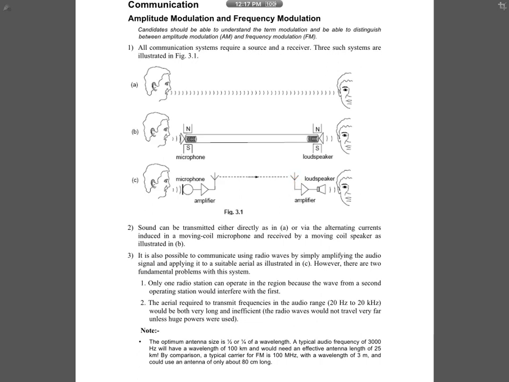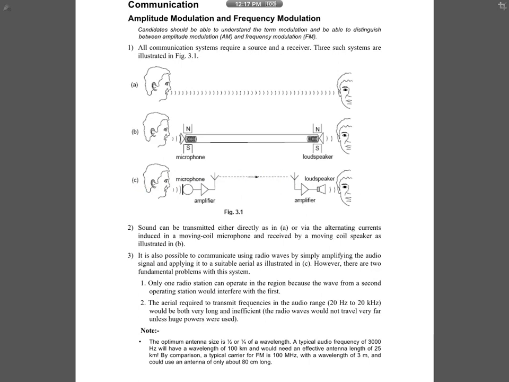So you need to amplify and then you will connect to your loudspeaker. The alternating voltage will cause the diaphragm of your loudspeaker to vibrate according to the frequency of your alternating voltage. So you get your sound. So this is actually very simple.